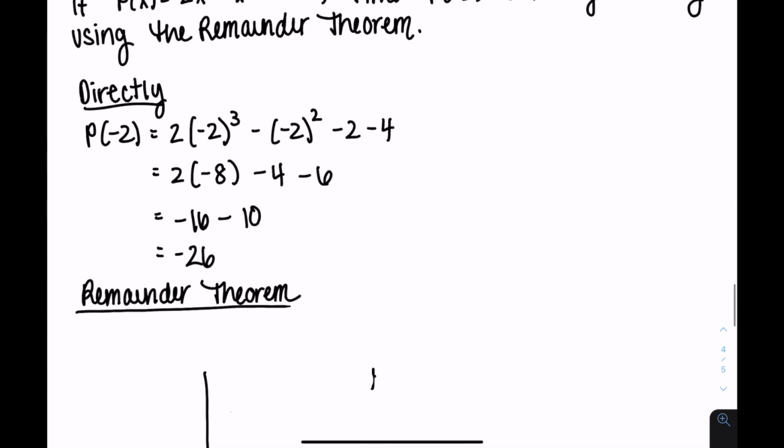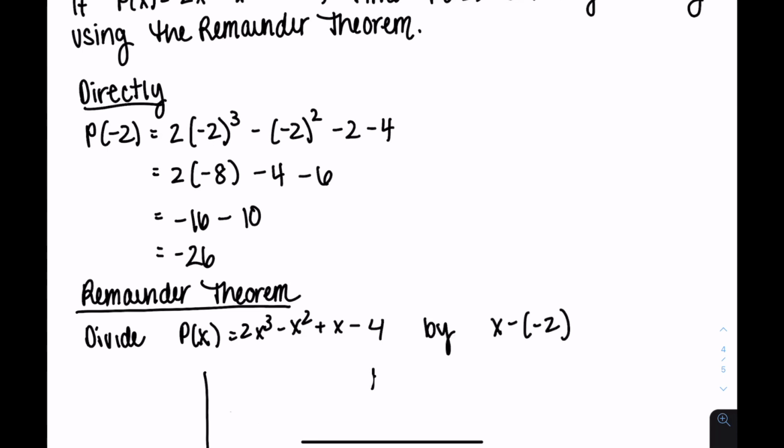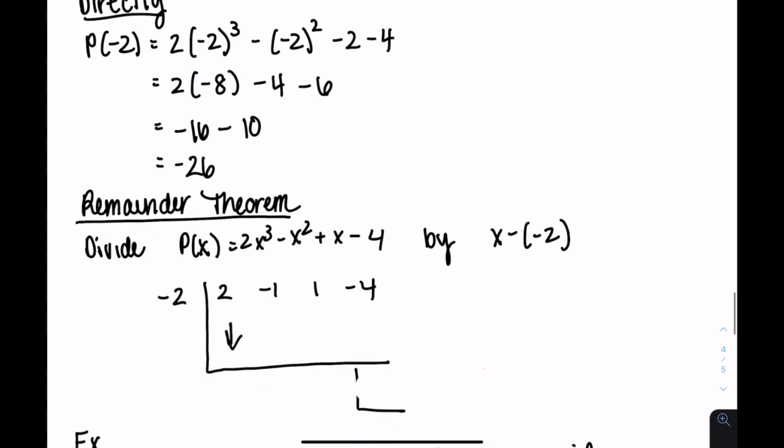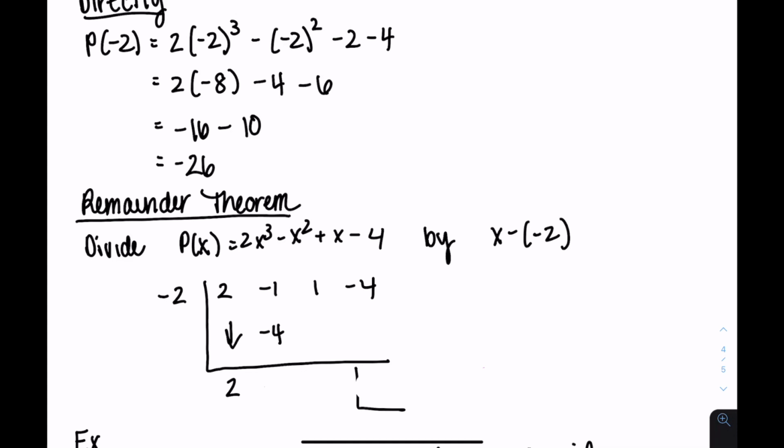So now let's try it with the remainder theorem. What we want to do is take our polynomial and evaluate it at negative 2. So we're going to divide it by x minus negative 2. So pretty much if you want to evaluate it, that number is going to be the one that gets put off in the box upside. So I've got 2x cubed terms, minus 1x squared, 1x, negative 4 is my constant. So I bring down the 2, multiply by negative 2, add together, multiply by negative 2, add together, multiply by negative 2, and add together.